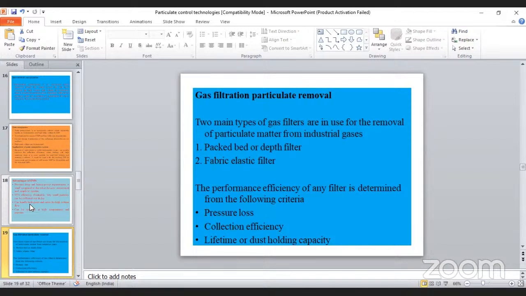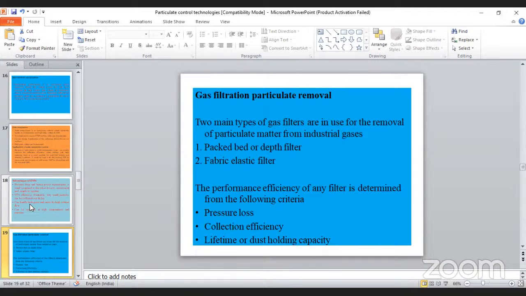Otherwise, the people who are working inside that environment find it quite difficult to survive for a long time. Because for one or two days, when dust goes in, we cough and say, I got it, I got it. But when we are doing filtration, along with the settling chamber we have discussed, they also use filters to filter out this kind of particulate matter. For that, they use two different types of filters. The two main types of gas filter are in use for the removal of particulate matter from industrial gases.